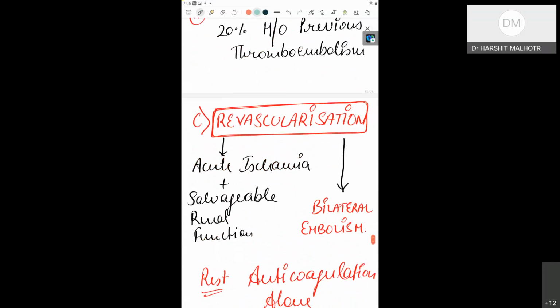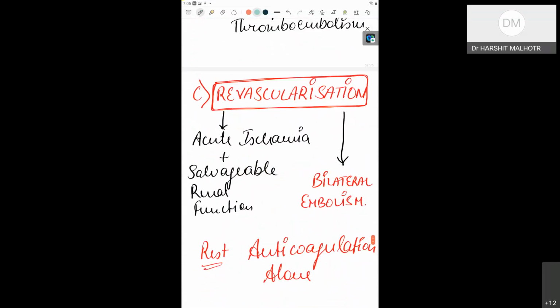Now, coming to the third thing, that is revascularization. When do we do it? Bilateral embolism deems revascularization very much necessary. Also in a case of acute ischemia, when there is salvageable renal function and the patient is hemodynamically stable, then we can go for revascularization, because if good revascularization and embolectomy have been done, there is the maximum chance of renal salvage.